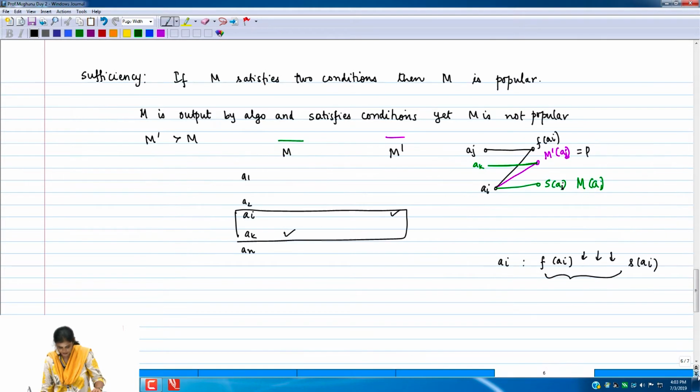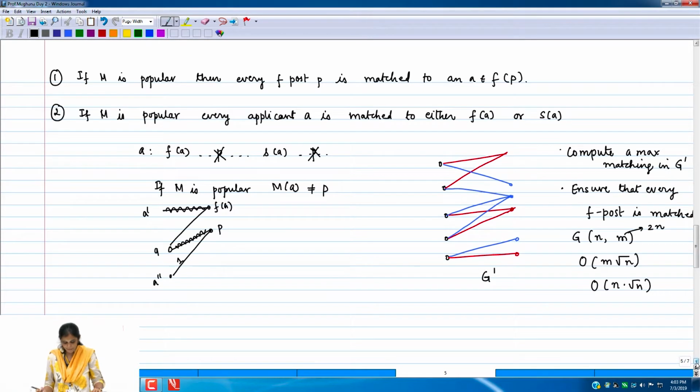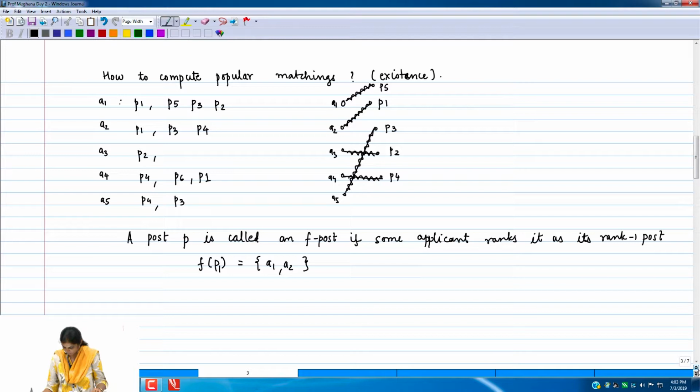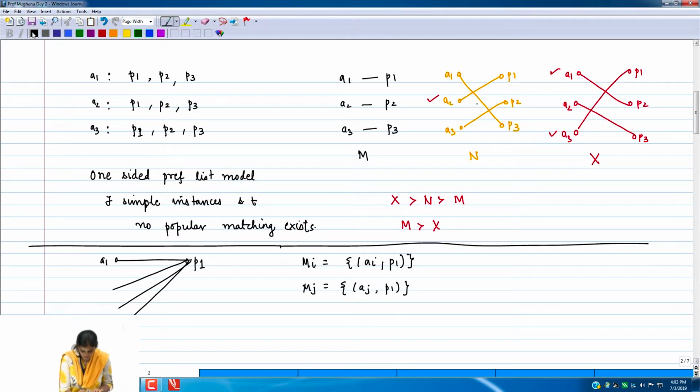So we have stated a theorem that M is popular if and only if it satisfies the two conditions. We wrote it in 2 parts because we said that there is a necessity and there is sufficiency. So then what will happen to our algorithm? Maybe we should try to execute the algorithm on this. We just do what the algorithm tells us. Everybody adds edges to F posts. This is A1, A2, A3. This is P1. Now what are S posts for everybody?